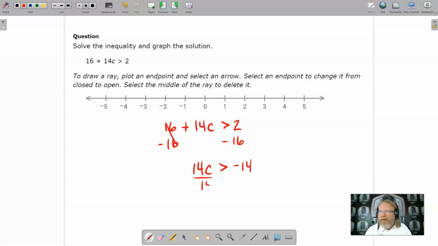Now let's go ahead and divide by 14, right? And now the 14's will cancel each other, leaving us with c. Bring down our sign, and negative divided by positive, again, is a negative. And 14 over 14 is 1. So c is greater than negative 1. So let's find our negative 1 on the number line. Open dot. And we want it to go to the right. We want all the numbers greater than negative 1. That's what that sign means. And remember also the inequality symbol is pointing to the right, and our line also goes to the right.